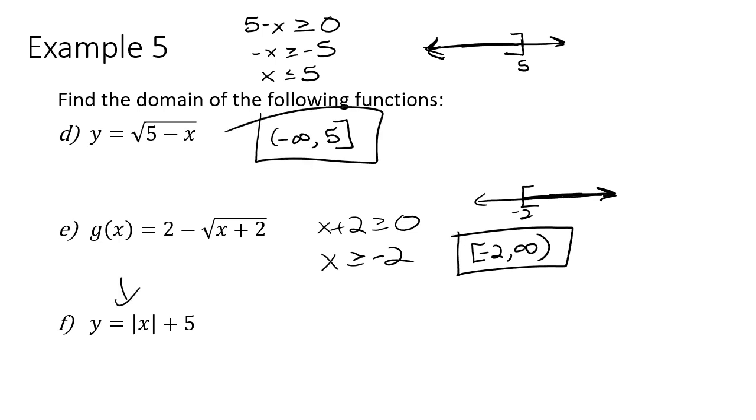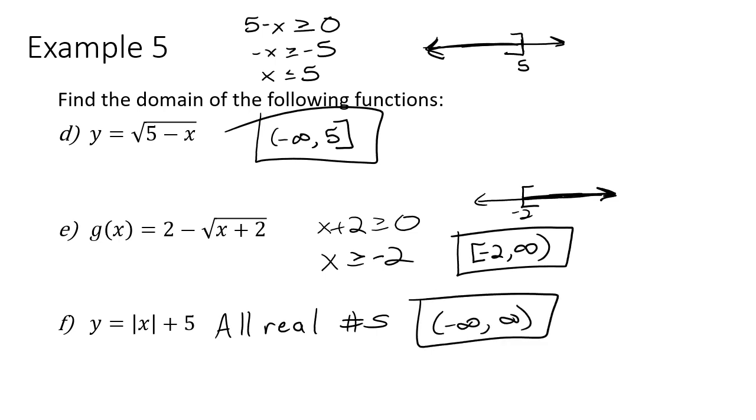Then last but not least, in part F, we've got y is equal to the absolute value of x plus 5. And absolute values don't give us any trouble. No matter what real number you plug in for x, its absolute value is also a real number. If you add 5 to that, it's still a real number. So absolute value functions also have a domain of all real numbers, or from -infinity to positive infinity.